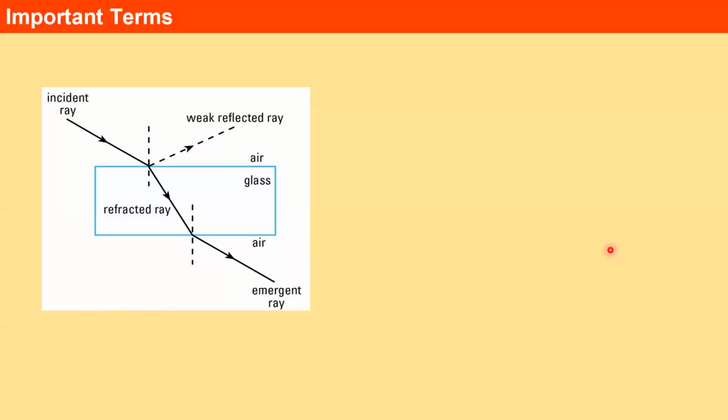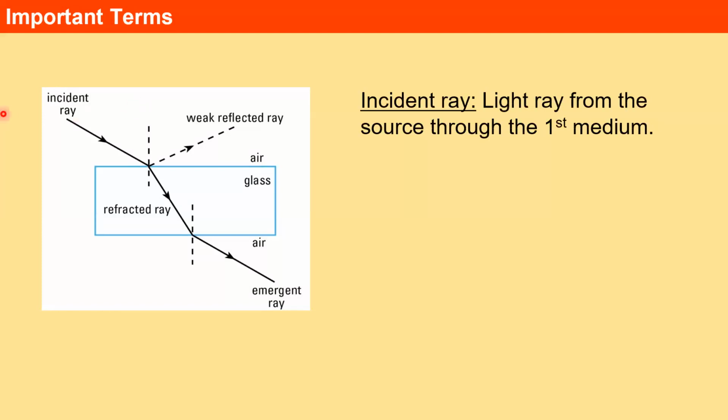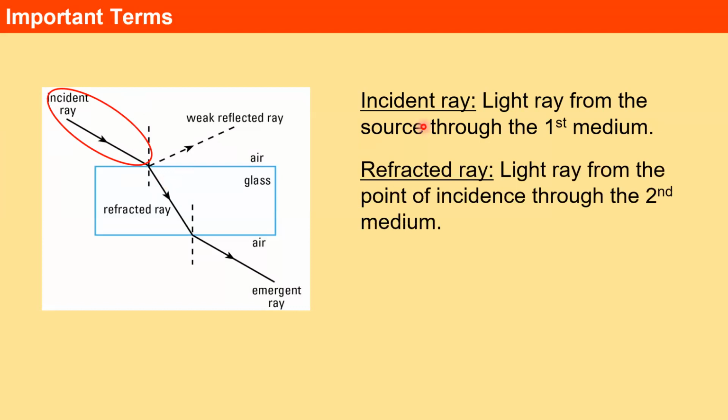Next, some of the important terms that you need to know, just like for reflection, they are quite similar. The first one, the ray that hits the surface is called the incident ray. And then after that, when it passes through a glass block, some of it will get reflected, bounce off, which is this weak reflected ray. But majority of it will pass through the transparent glass block. And when it passes through, because of the change in speed, I will bend towards the normal, because I am slower in glass. So when it bends, it's called the refracted ray over here.